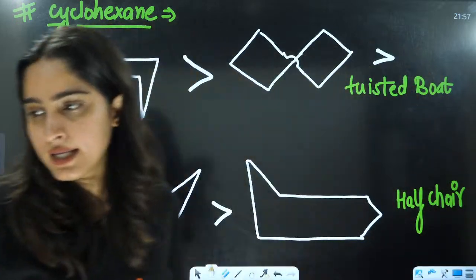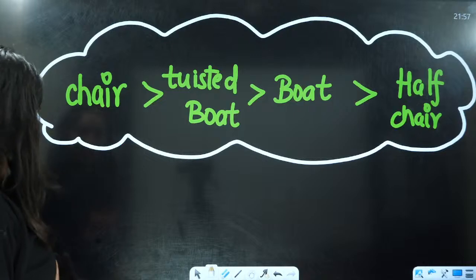Now we have completed conformers of alkanes: ethane, propane, butane and cyclohexane. All the questions that can be asked from conformers, we have done already.